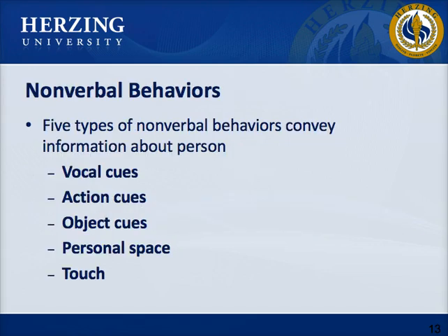Nonverbal behaviors. There are 5 types of nonverbal behaviors which convey information about a person. They are vocal cues. Vocal cues include pitch, tone, and quality of voice, including moaning, crying, and groaning. You also have action cues, which include posture, facial expression, and gestures. Object cues, which include clothing, jewelry, and hairstyles. Personal space is interpersonal transactions and care of belongings. And touch, which involves use of personal space and action.